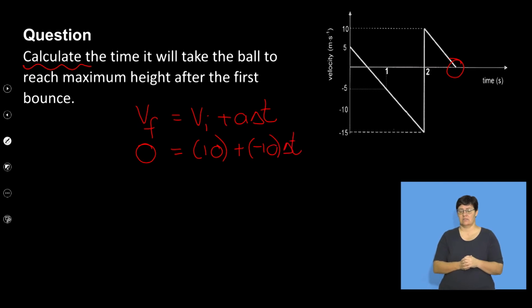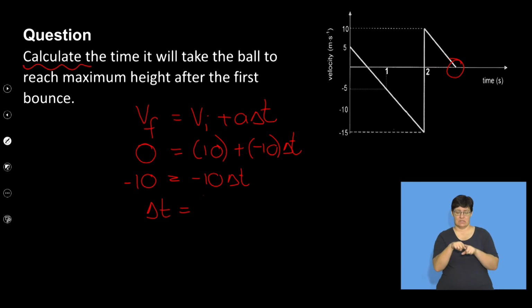Okay? That becomes minus 10 equal to minus 10 delta T. So delta T is 1 second. They just wanted to know, calculate the time it will take the ball to reach maximum height. It'll take 1 second to reach its new maximum height. Okay?